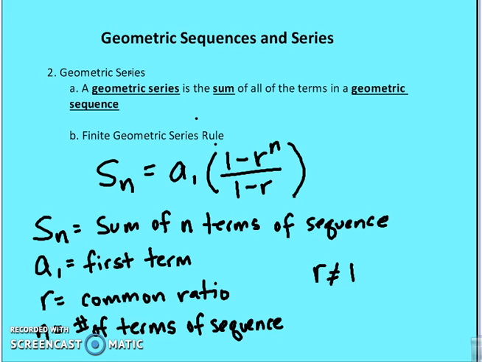A sub 1 is the first term. r is the common ratio. And r cannot be 1. If r is 1 in this case, then you end up with 0 in the denominator, and you'll end up with an error or an undefined value that you're multiplying by a sub 1. All right, so I'm going to let you jot this down.